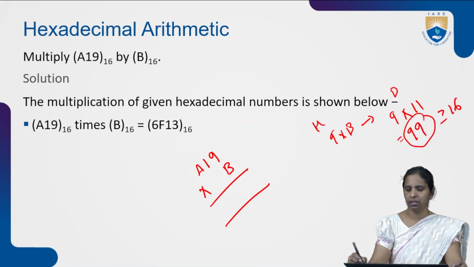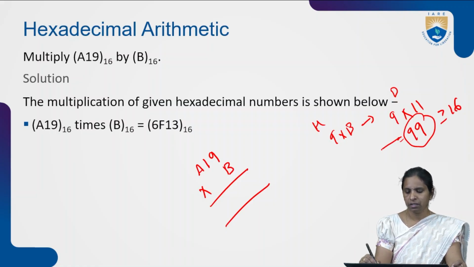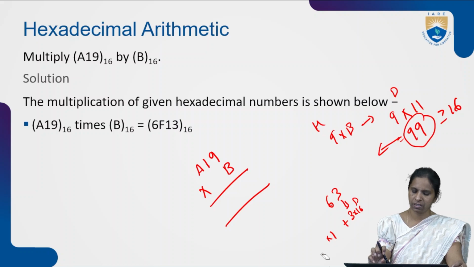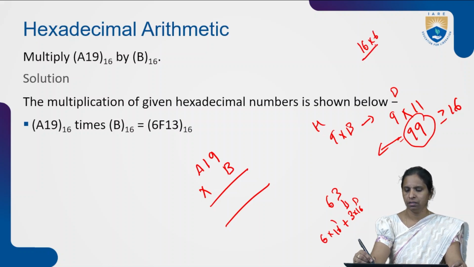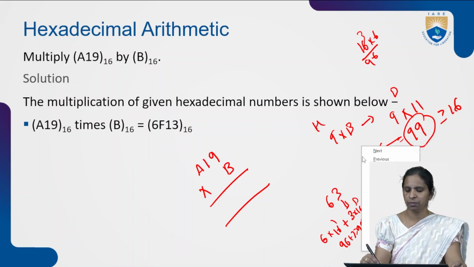So therefore, what is the product here? The product is greater than 16. Therefore, definitely you are going to get the carry here. And what is this 99 in the hexadecimal number system? How do you represent the 99? The 99 can be represented as 63. Because what is the weight of 3? Nothing but 16 power 0. And what is the weight of 6 here? 6 into 16 power 1. So 6 times 16 is 96, plus 3 equals to what? 99. Therefore, the 99 in the decimal number system is equals to what?